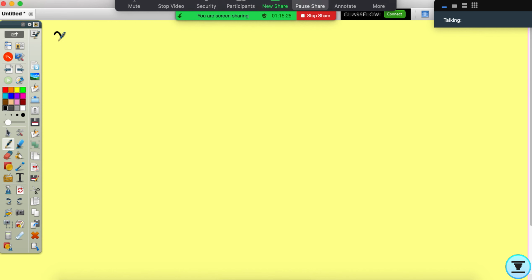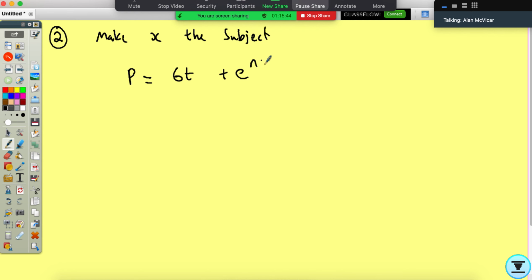Two. Make x the subject. So p equals 6t plus e to the power of nx. Okay.